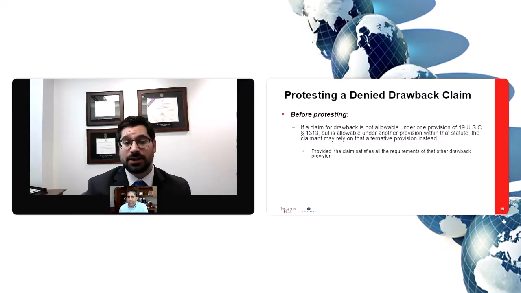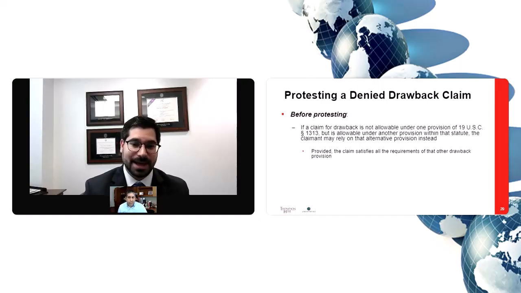But that can be really useful, as we talked about earlier, like we mentioned, all types of rejected merchandise is unused, but not all unused is rejected, right? If you have a rejected merchandise drawback claim and it gets denied, it might be worthwhile to pivot and see if you can still pursue a drawback claim, but this time under an unused drawback claim instead. So we always try and remind people to look at that audible, if you will.